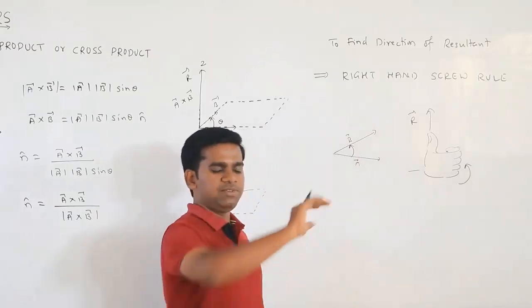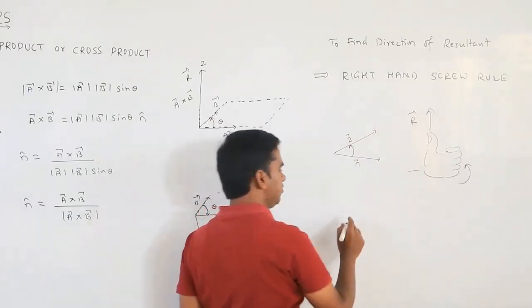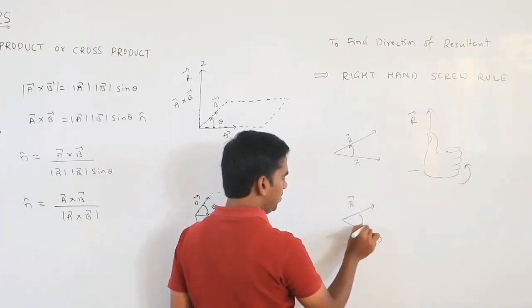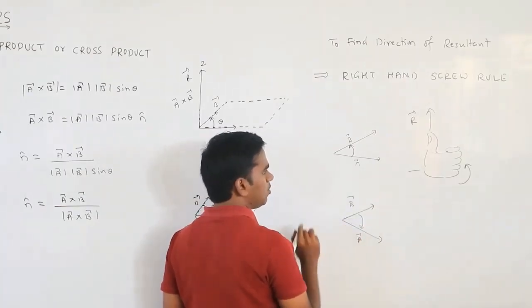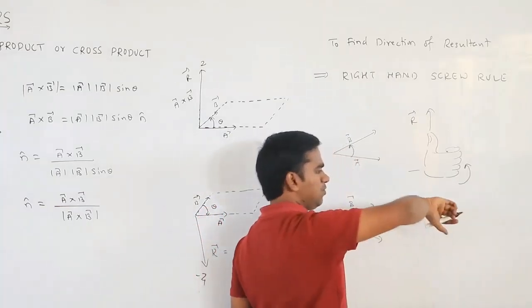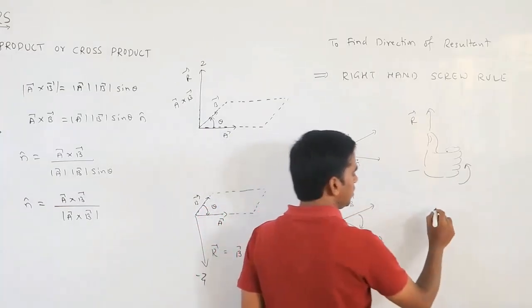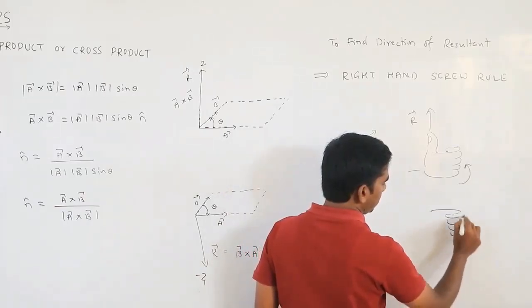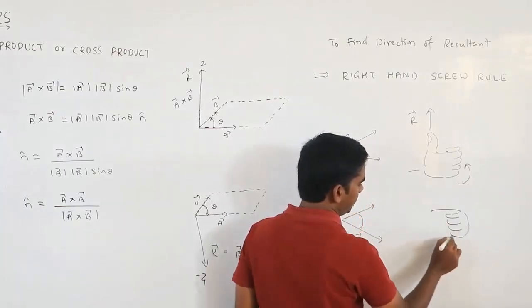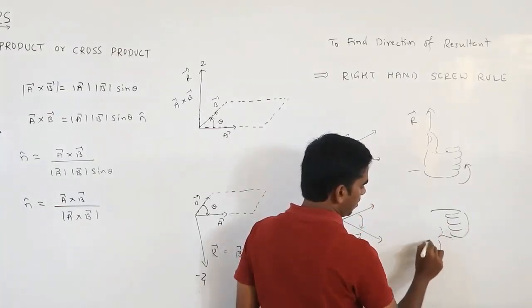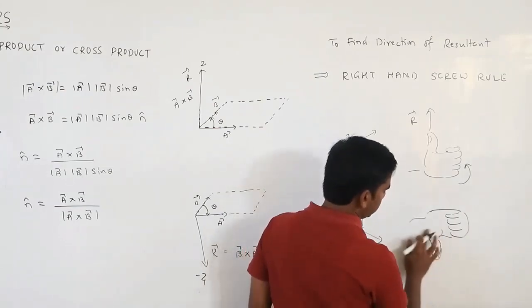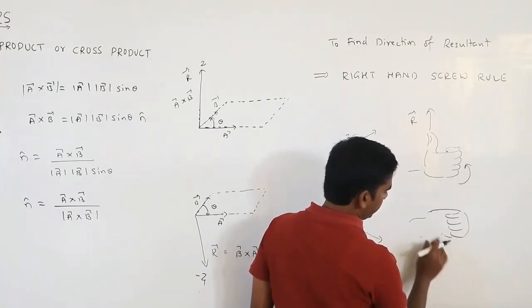Now if you reverse that, if you want to move from B to A, what will happen? Now you have to find it in the reverse order. Your fingers will come from here. So this is going to be your finger. You can draw it better than this.